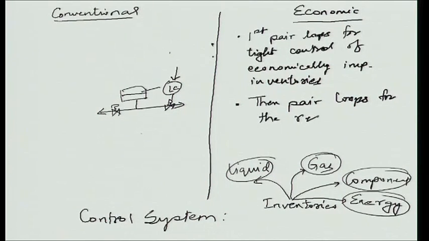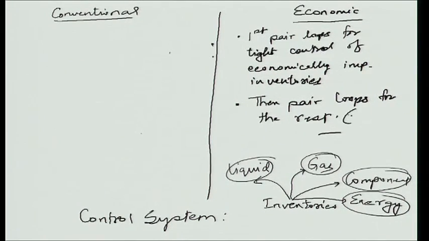How are things done in conventional practice? In conventional practice, for the rest, and these rest include levels and pressures, etc. How are things done in the conventional pairing approach? Usually, the throughput manipulator is chosen at the feed to the process.